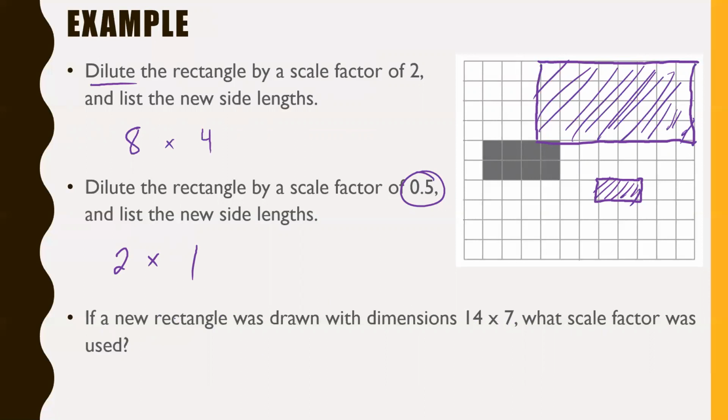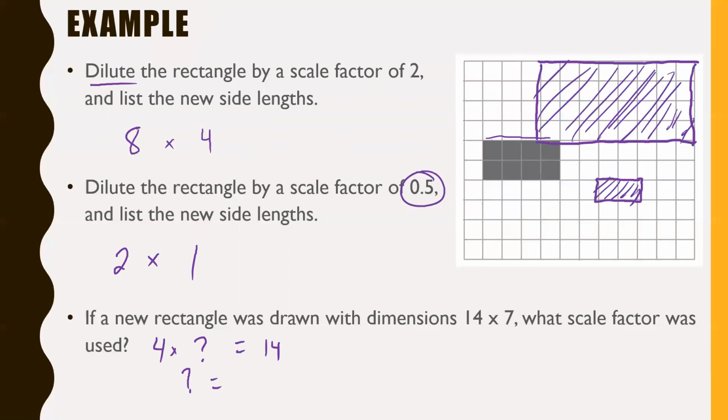Now, if a new rectangle was drawn with the dimensions 14 by 7, what scale factor was used? Well, let's think about it this way. 14, of course, is the longer side. It's twice as long as 7. So 14 is going to correspond with this 4, right? So we can think of it as 4 times something is going to equal 14. Well, how can we find that something, that scale factor? Well, we just have to divide by 4. So this scale factor is going to equal 14 divided by 4.